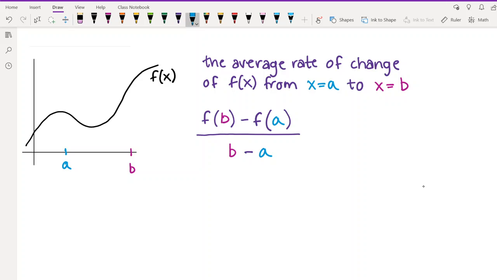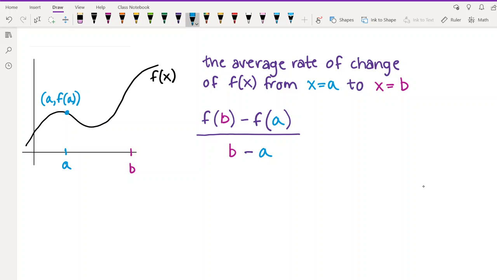So how can we interpret what that tells us in terms of this graph? So let's go in and put some points in here. So this would be the point a, f of a. Right? Because if a is the x coordinate, then f of a is the y coordinate.